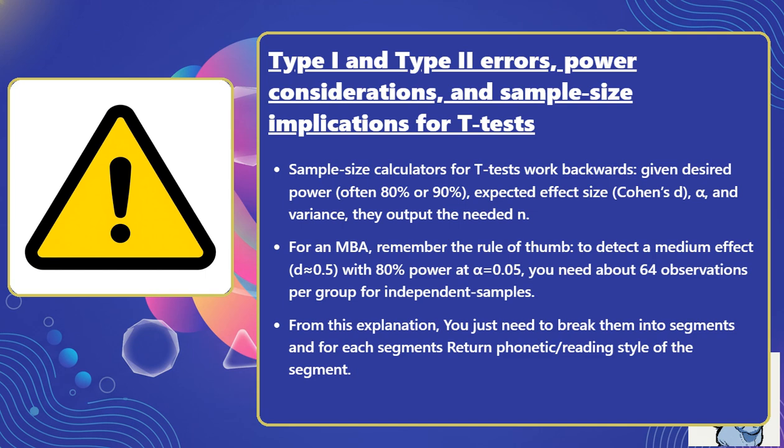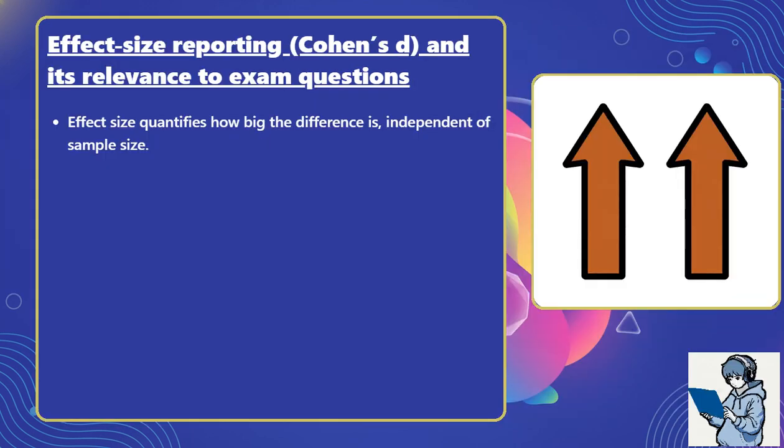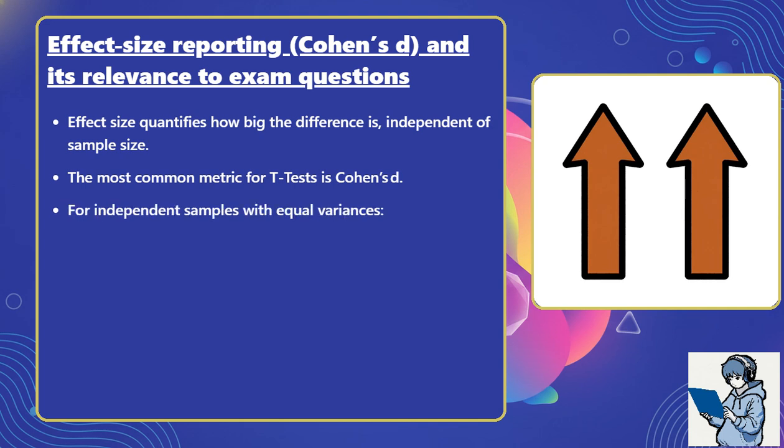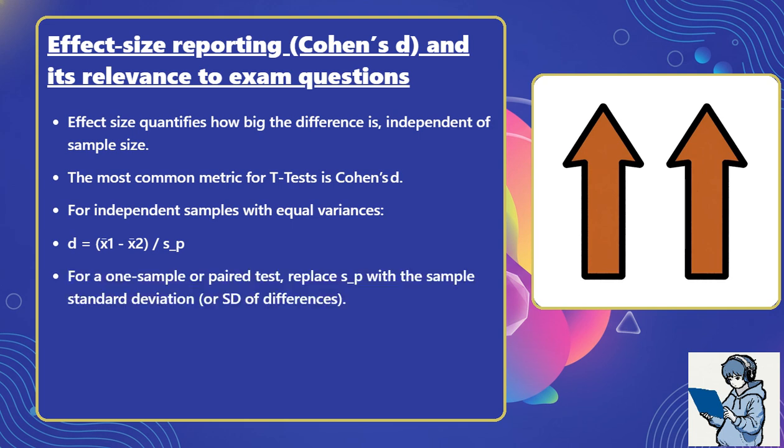Effect size quantifies how big the difference is, independent of sample size. The most common metric for t-tests is Cohen's d. For independent samples with equal variances, d equals x bar 1 minus x bar 2, divided by s sub p. For a one-sample or paired test, replace s sub p with the sample standard deviation, or SD, of differences.